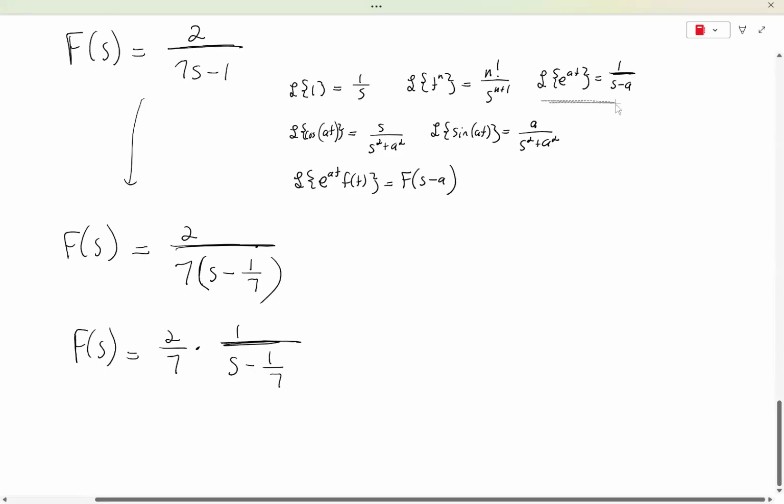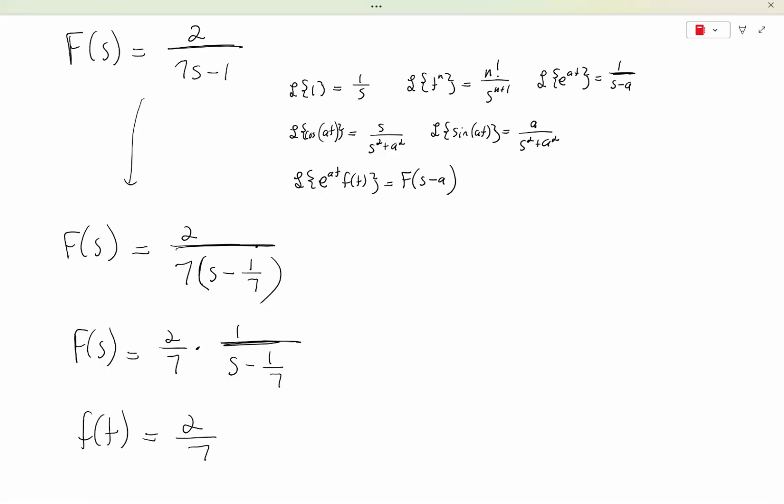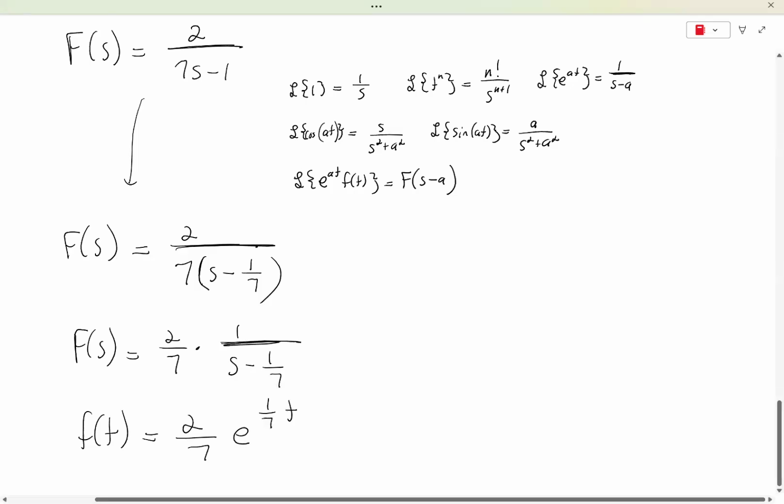Yes, now we got it basically here, right? We can go for this now. So little f of t would be equal to 2/7 comes down. And what about this guy right here? How would that work out? Yeah, e to the 1/7 t, because the a is 1/7 there.